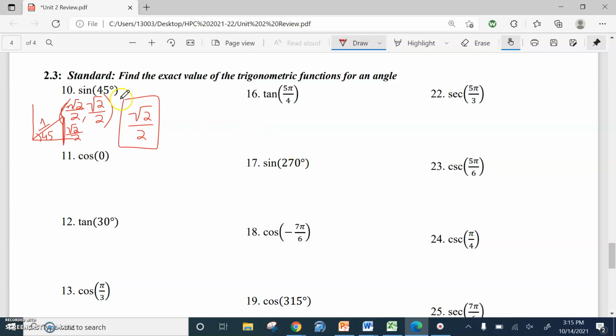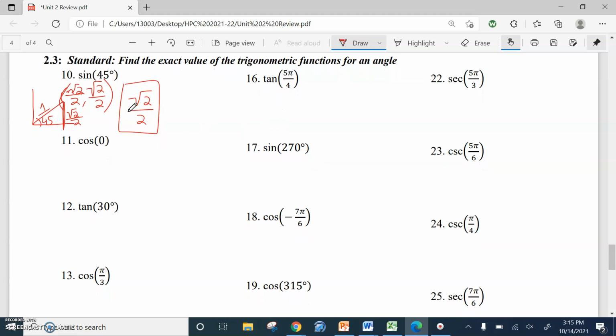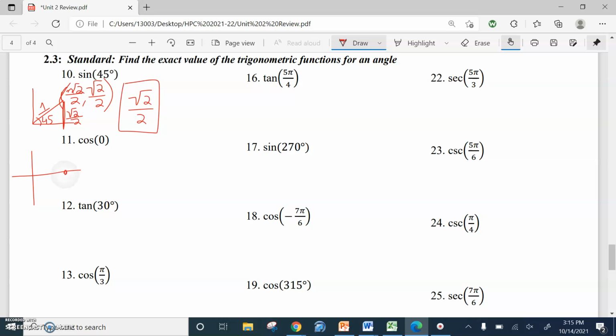Tangent 5 pi over 4. Nope. Sorry, I'm going the wrong way. I don't know why it's numbered weird. Numbered in columns. But anyways, number 11, cosine 0. So cosine of 0, and there's my angle right there. It's really just the straight line x-axis, right? So what is the xy coordinate? The xy coordinate is 1, comma, 0.